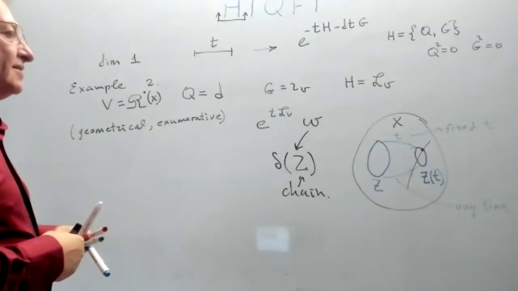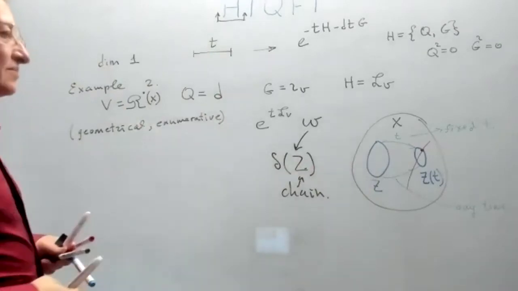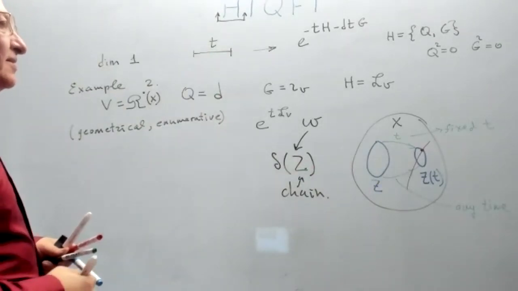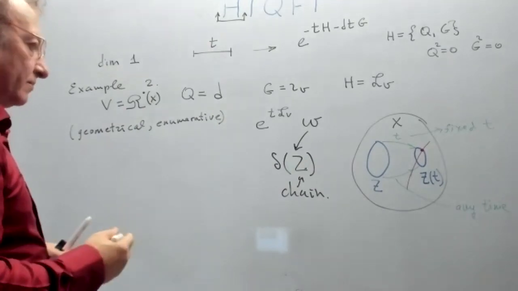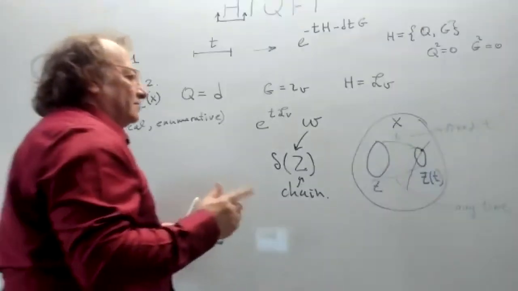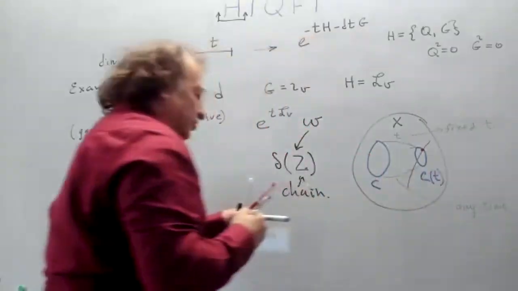It's basically clear that if you answer the first question, the answer is t independent. I mean, here you ask about chains, so okay. If these chains are cycles, then the answer is they are cycles. We could also ask for chains, but let us be specific and ask for cycles.